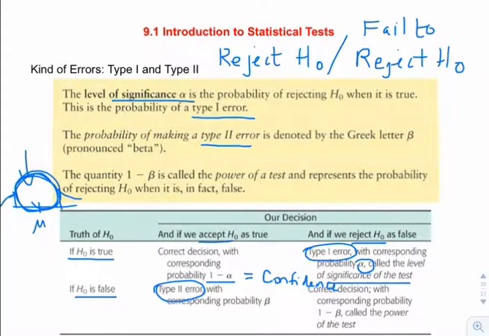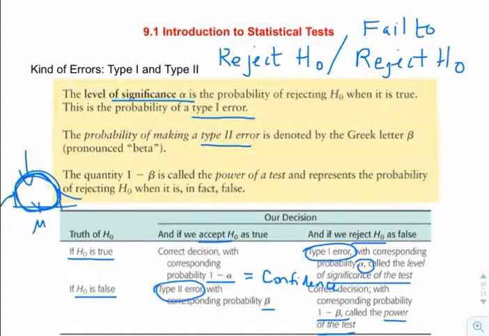Okay, let's look at beta. Beta is the probability that you make a type 2 error. 1 minus beta is called the power of the test. So that's the probability that you appropriately reject the null hypothesis. That's the strength of your test, when you make the right decision to reject the null hypothesis.